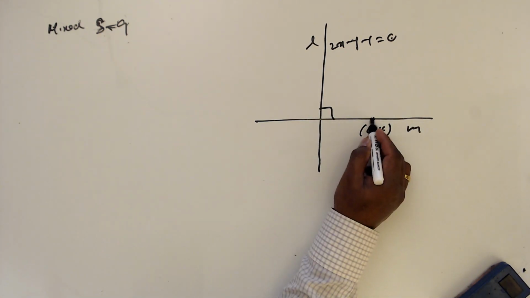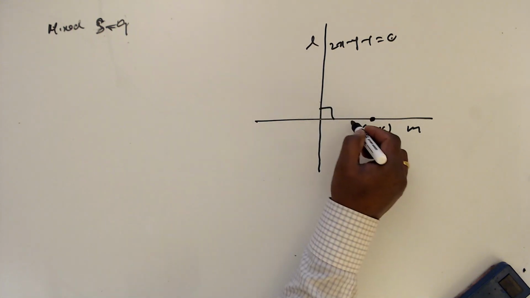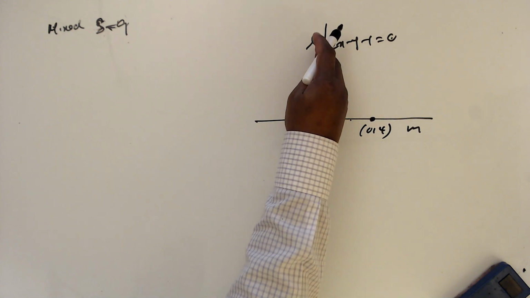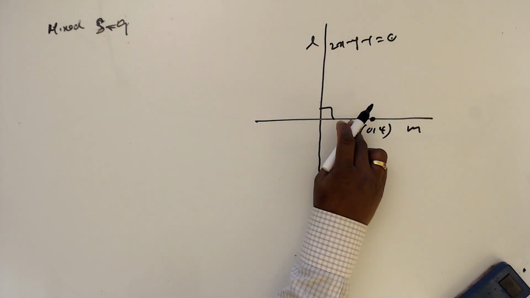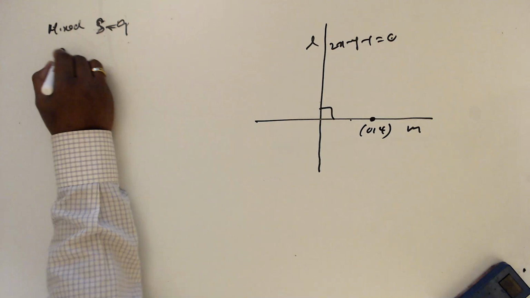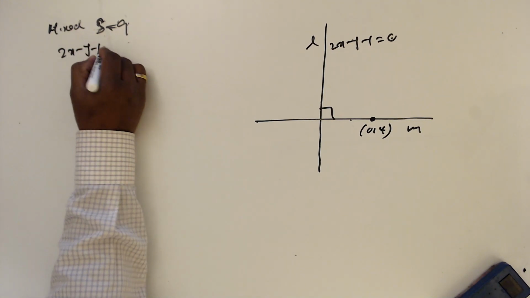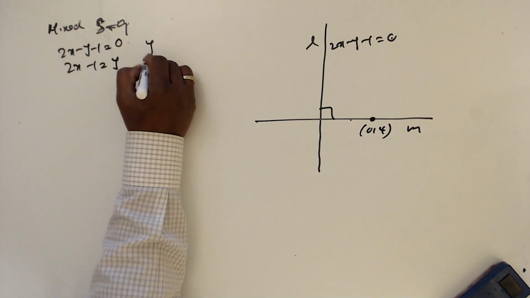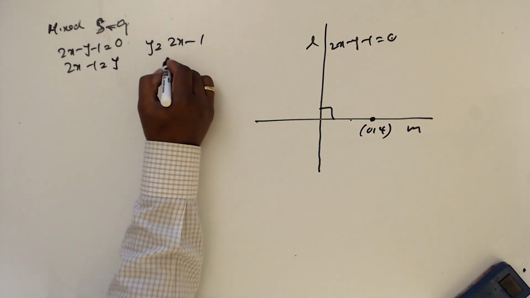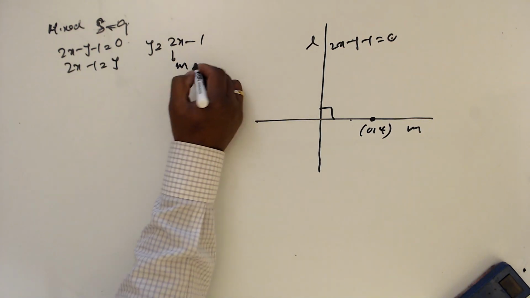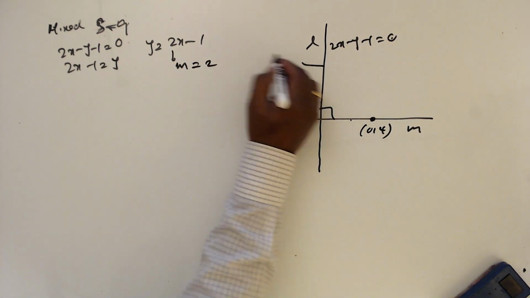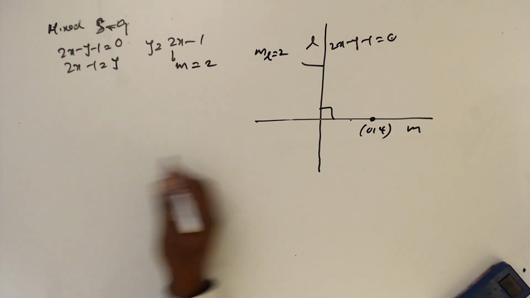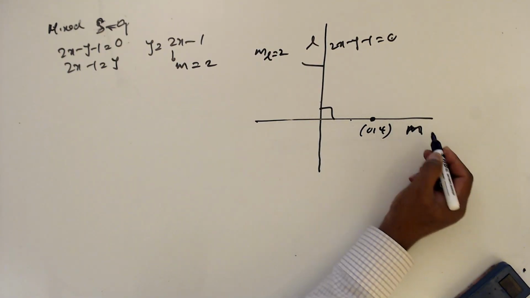So we have a point in our hand. If we know the gradient, we can find the equation. So we can find this gradient. 2x minus y minus 1 equals 0, so 2x minus 1 equals y. In another way, y equals 2x minus 1. So the gradient of L equals 2. So M_L equals 2. Now this is M.